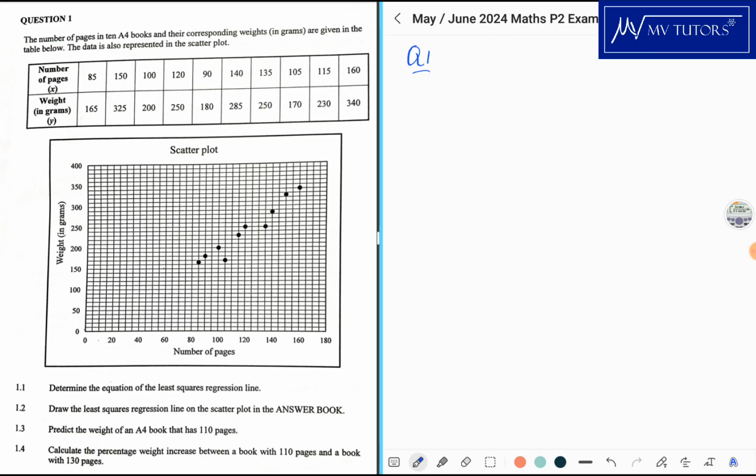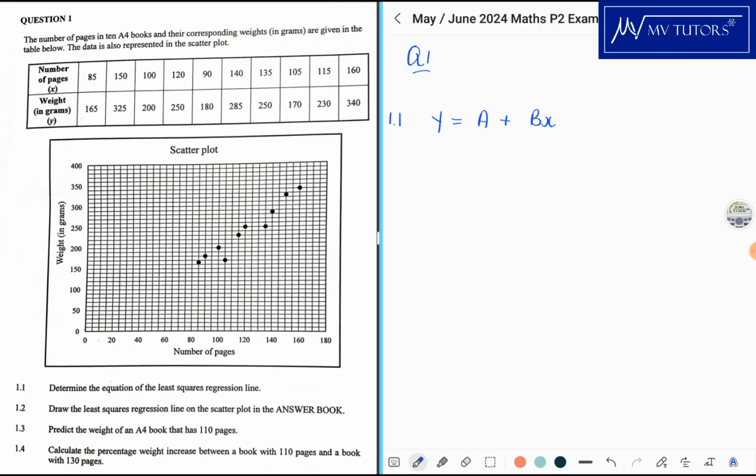Alright, so the number of pages in 10 A4 books and their corresponding weights in grams are given in the table below. The data is also represented in the scatter plot. Okay, so the number of pages, which is on the x-axis, and the weight, which is on the y-axis, is given. Now, 1.1 says, determine the equation of the least squares regression line. Okay, so that equation, I hope you remember, is y is equal to a plus bx.